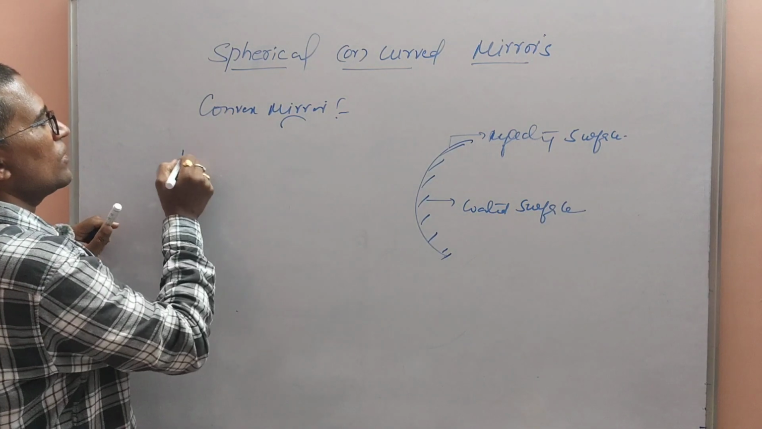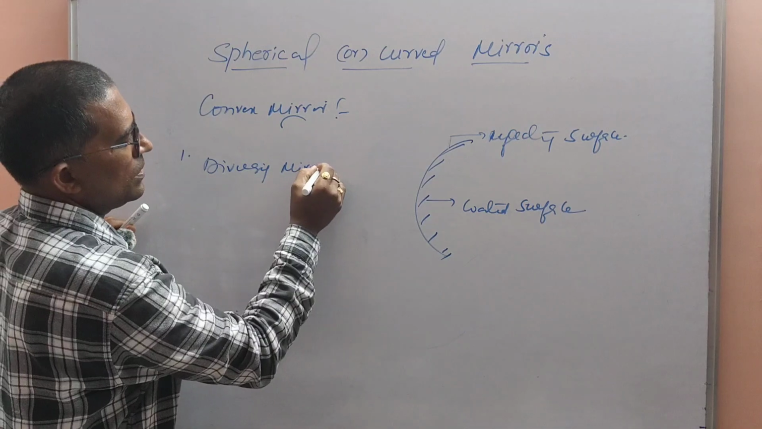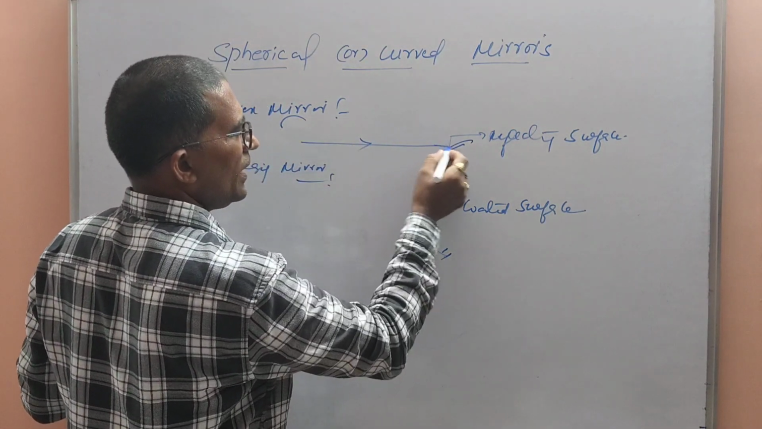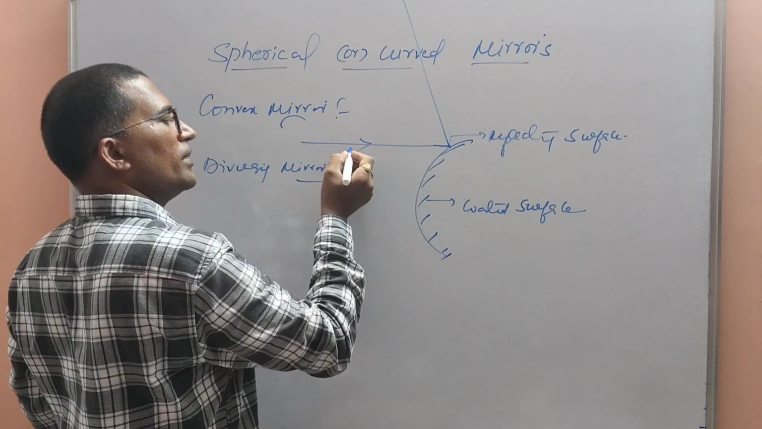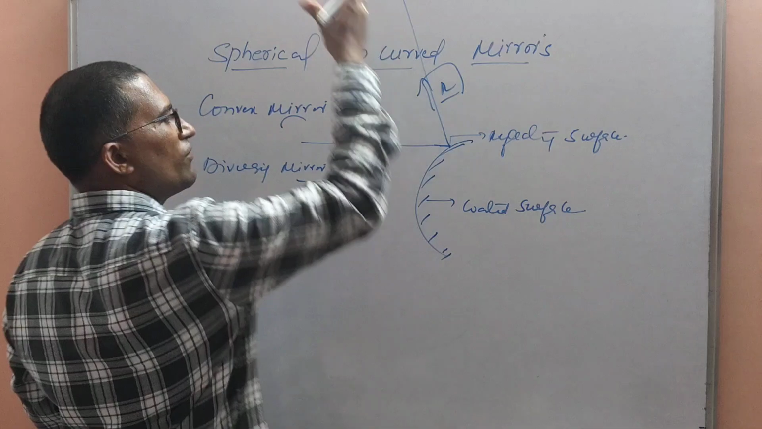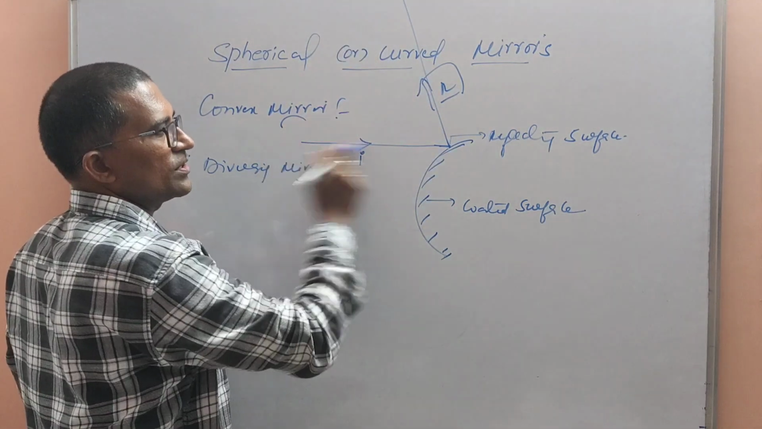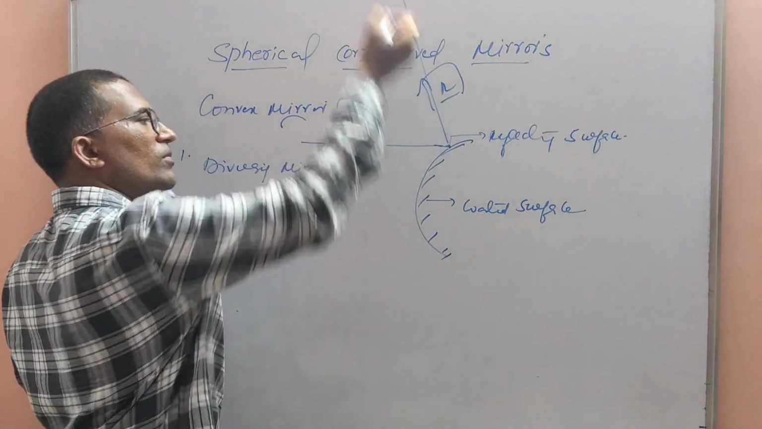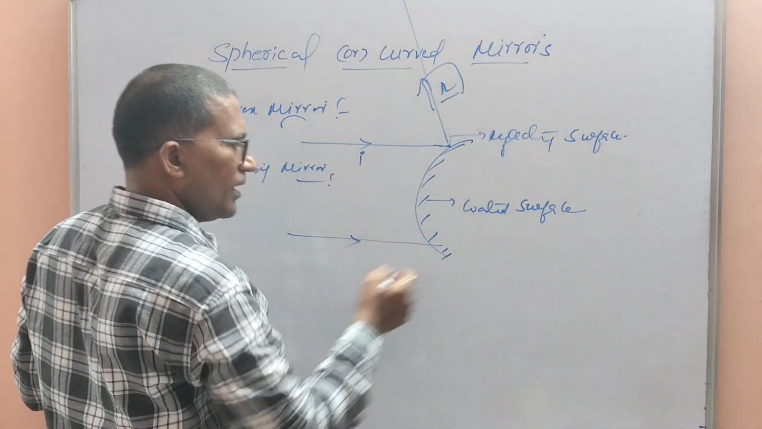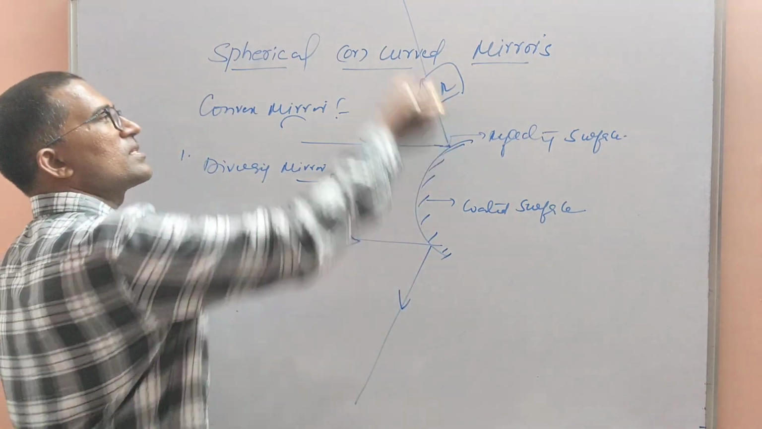Now, a convex mirror can also be called a diverging mirror, because after reflection, this is the incident ray I and this is the reflected ray. The reflected ray will move away, diverging, going in some other direction. It is not meeting at one particular point. Now if I take one more incident ray, it is going to reflect back like this, in this direction.